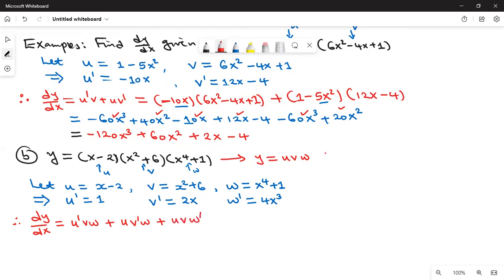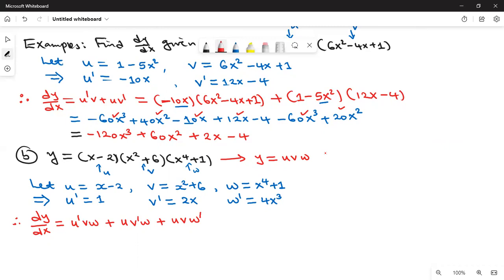Look at that pattern. Even if you had 4 of them, you start differentiating in steps. First function differentiate, keeping the others constant, plus now differentiate the second, keeping the others constant, plus differentiate the third, keeping the others constant, in that order.